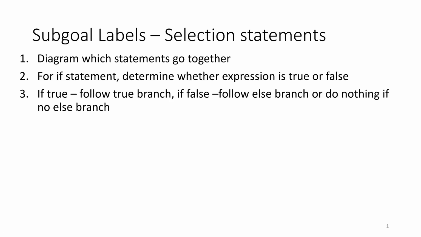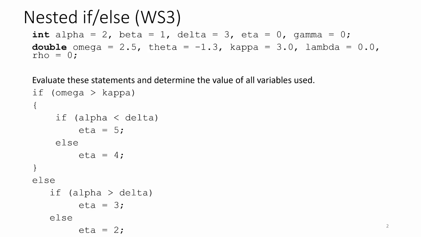This is the last worked example for Java selection statements using subgoals. Here are the subgoal labels for selection statements. In this example, we will be looking at nested if-else statements. First, we have the declaration of variables, then the instructions to evaluate the statements and determine the value of all variables used. Here are the Java statements.